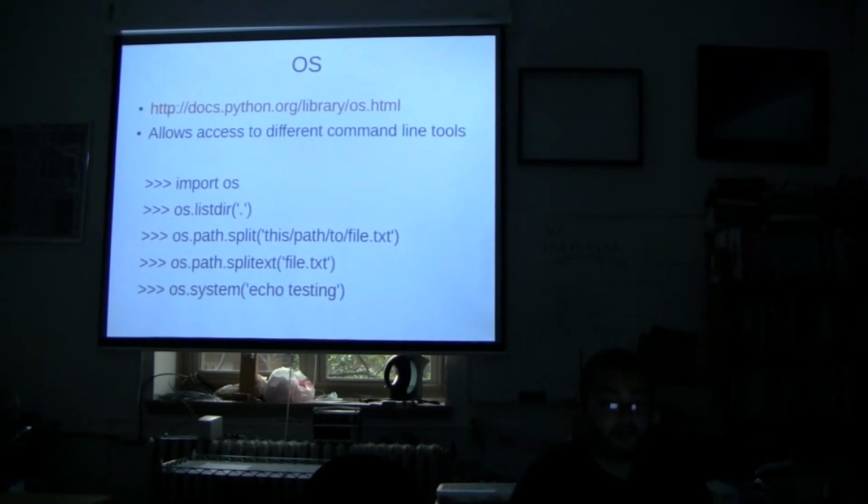All right. OS allows access to command line tools. So you can list a directory, you can split paths. Splitting paths will give you the path and the file in a tuple. Split extension is going to give you the file name and the dot extension part in a tuple as well. And you can do arbitrary system calls using os.system. You can just make a bash call and it will execute it for you.